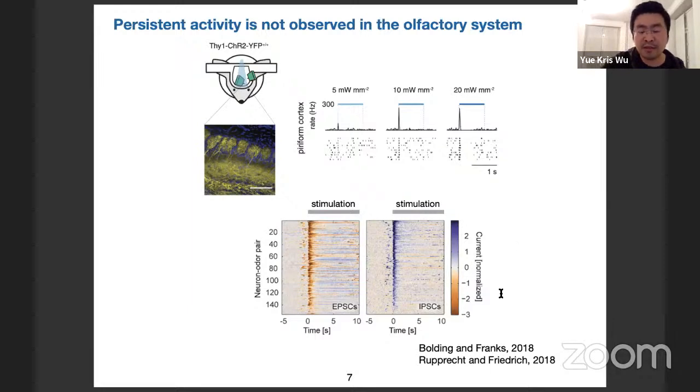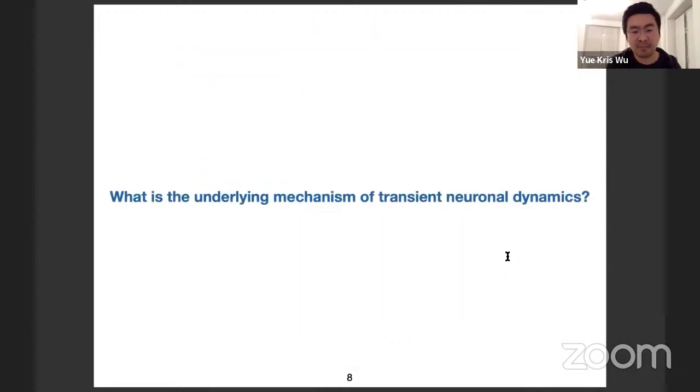For example, here's another study by Peter Hubrich and Rainer Friedrich. They did this experiment in zebrafish. Here they present the odor for 10 seconds, but it only evokes transient EPSCs and IPSCs. Furthermore, a lot of experimental evidence indicates that the network is operating in an inhibition-stabilized regime during stimulation. So here we are interested in what the underlying mechanism of transient neuronal dynamics is.